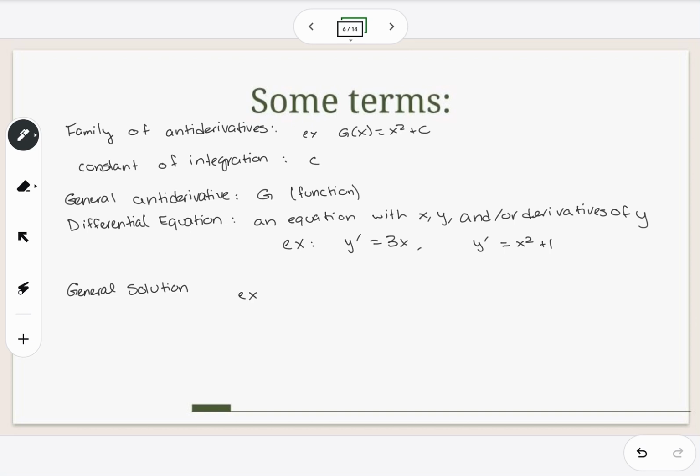So, for example, if you have a general antiderivative, your general solution could be 2x. Okay, so we would say you have a general solution of a differential equation that would maybe look something like this. Okay. So lots of functions, lots of terms. Best way for us to really understand this is just to get into some problems.